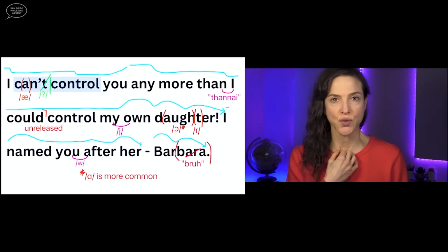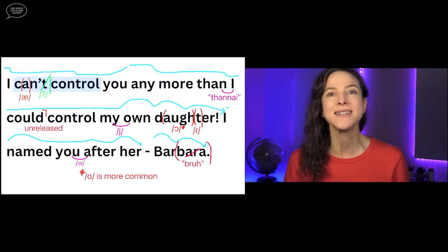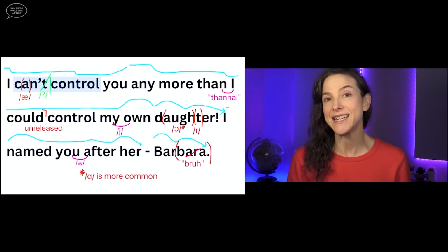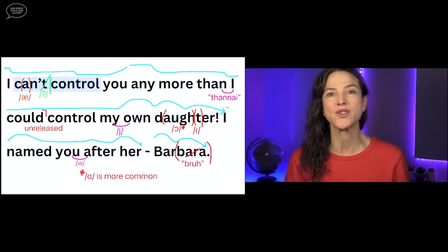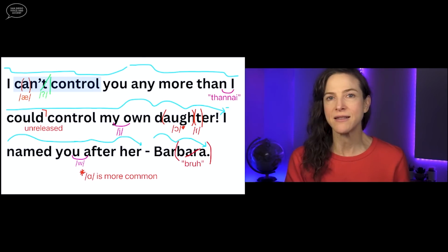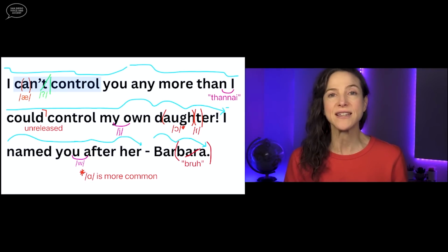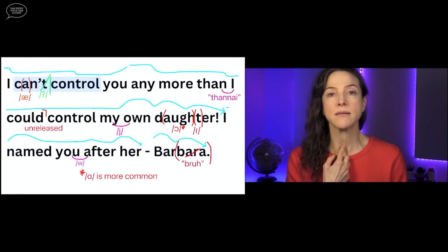I can't control you. Now that's a really, really common way that these NT contractions, can't, don't, won't, didn't, are pronounced. You're probably going to rarely hear this released T at the end. It's much more likely that when you're linking these NT contractions to a word that begins with a consonant, this final T sound is going to be a stop T. I can't control you. Can't control you. Can't control you.